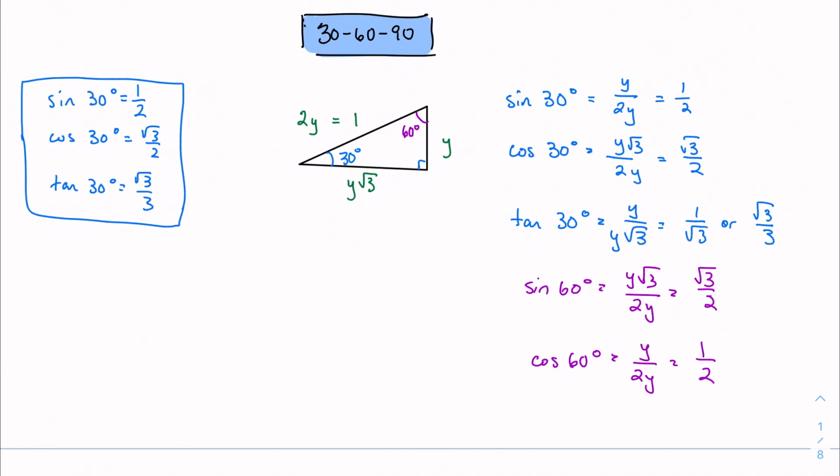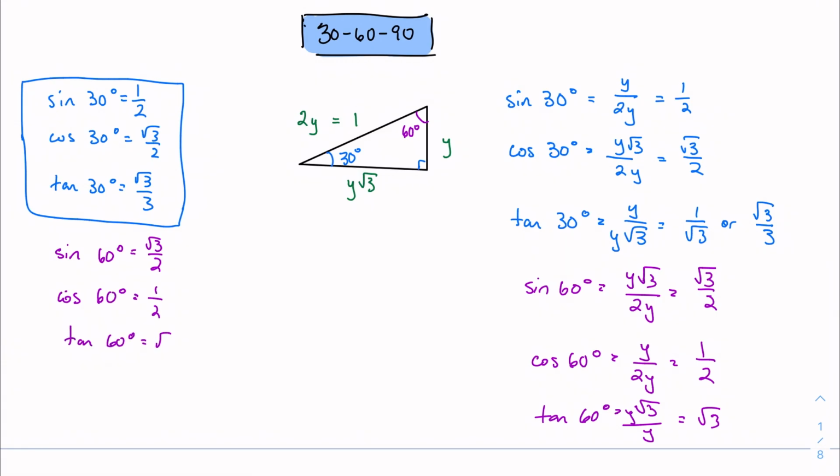And I can do this with tangent. I would get opposite over adjacent, and I would just get root 3. So to summarize what I've learned from that, sine 60 is root 3 over 2, cosine 60 is 1/2, and tangent 60 is root 3.